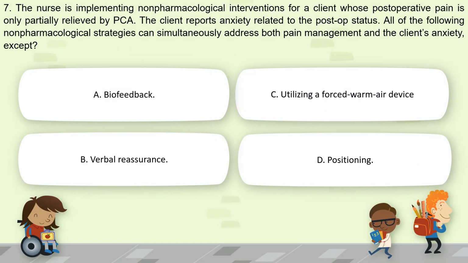Of course, when we talk about non-pharmacological interventions, that includes pain management. Of course, we mentioned one already earlier, that is positioning, verbal reassurance, relaxation, and biofeedback. So these techniques are actually widely used to manage anxiety, and the forced warm air device is an intervention that is used to address imbalanced body temperature. So number seven is letter C.